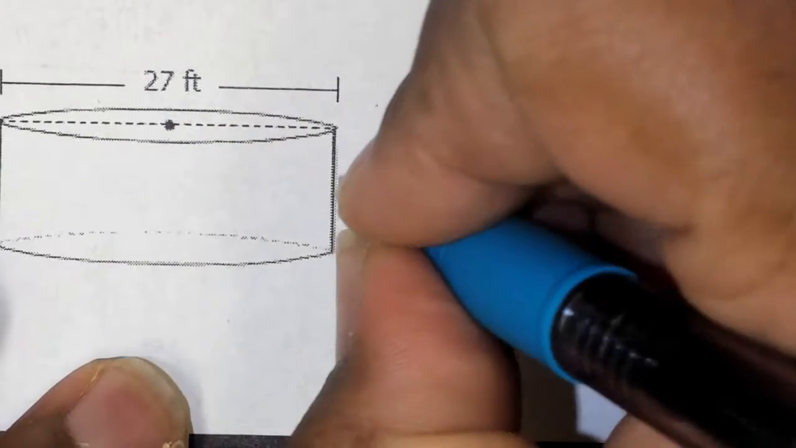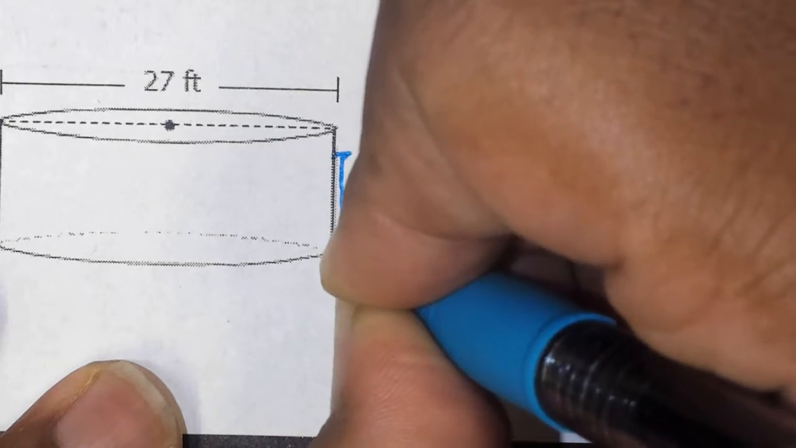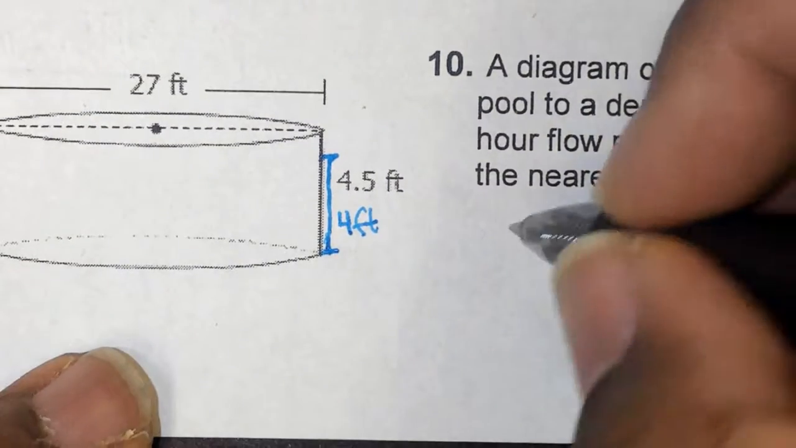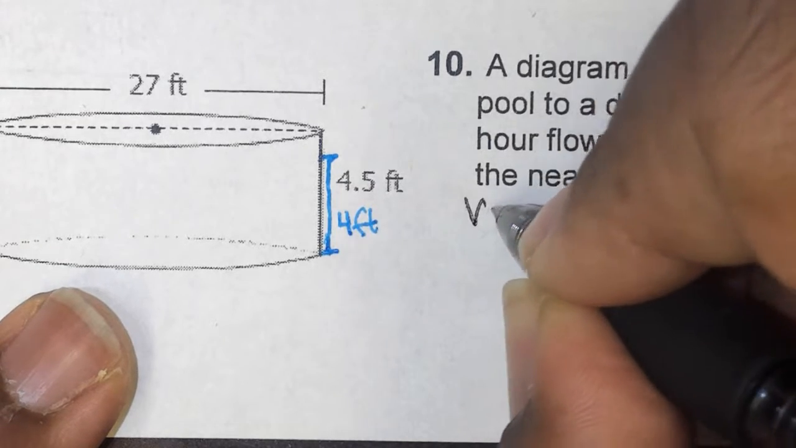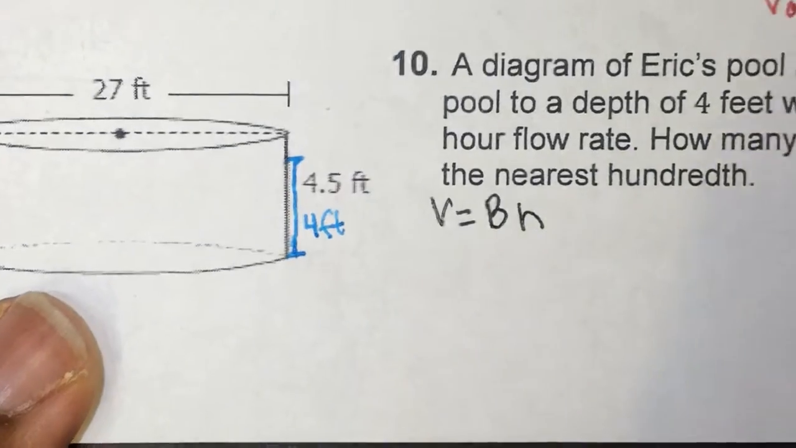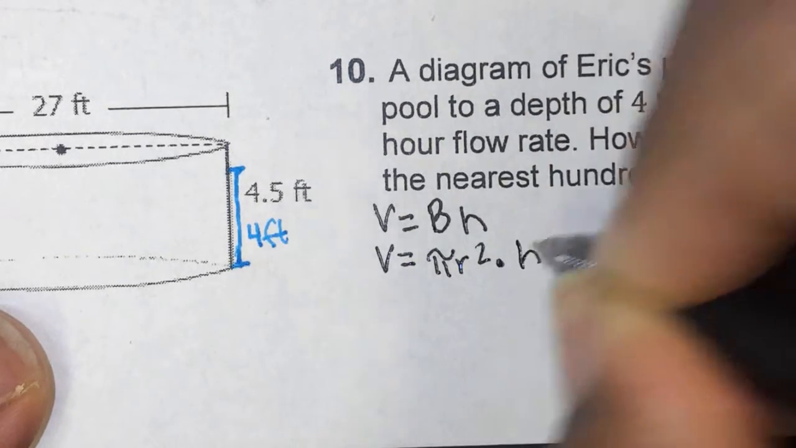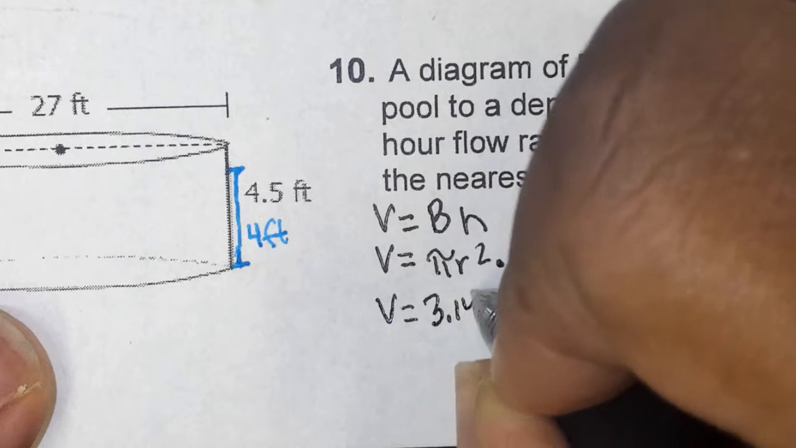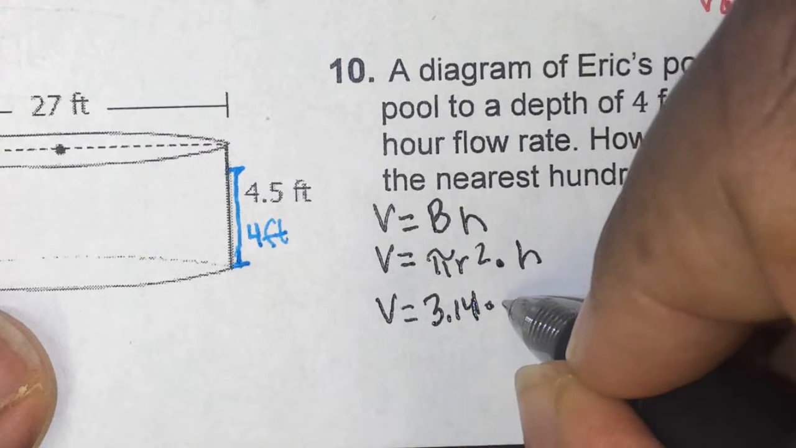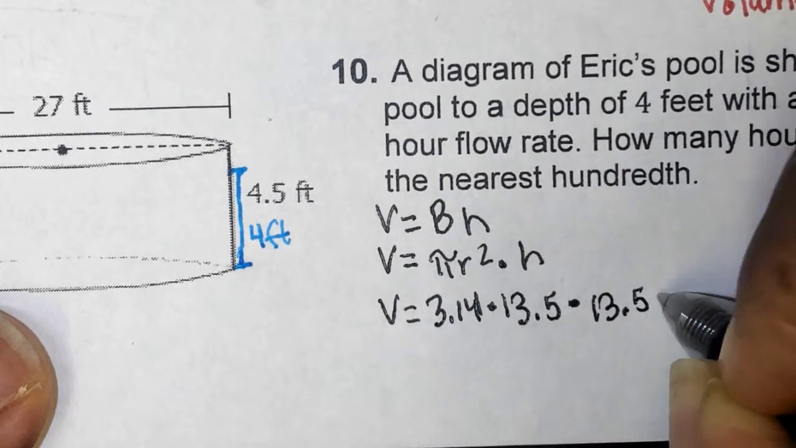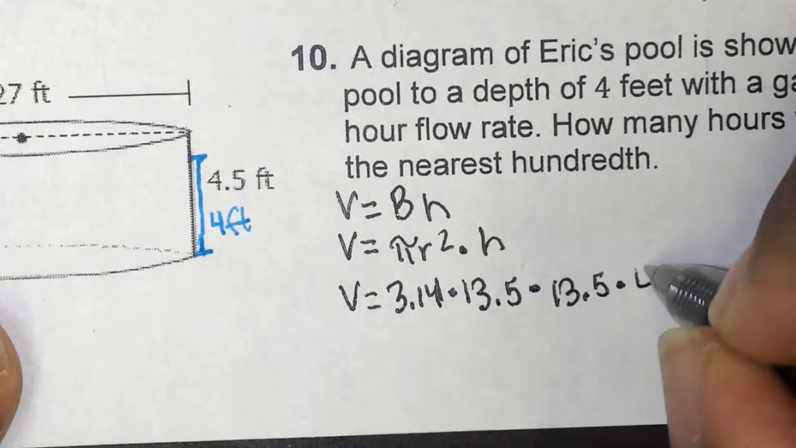So we're going to 4 feet. Need to make that adjustment. All right. Then we need to find the volume of the pool. Once we get that, we can divide 80 into that to figure out how many hours it's going to take to fill up this pool if we're using a water hose. So, volume equals capital B times H. Make the adjustment. This is a cylinder, so pi r squared times the height. Volume equals 3.14 times the radius, which is what? Say it one more time. Thank you. Times the height. There we are.